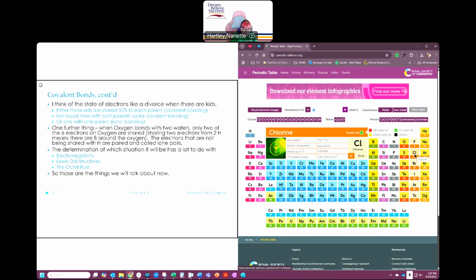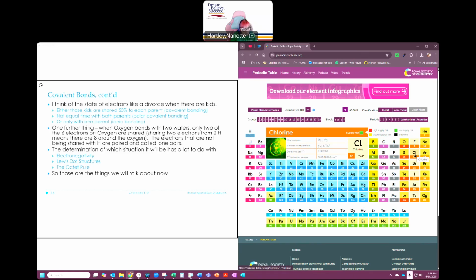Sometimes they spend more time with one parent than they do with the other. And that happens to be the case when we talk about a hydrogen and an oxygen. Oxygen has way more pull for those electrons than hydrogen does. So they spend more time with the oxygen than with the hydrogen. That's a situation where we spend like 80% of our time with the oxygen and 20% of our time with the hydrogen. So it's an unequal share. So we do have situations like that where it's not an equal share.